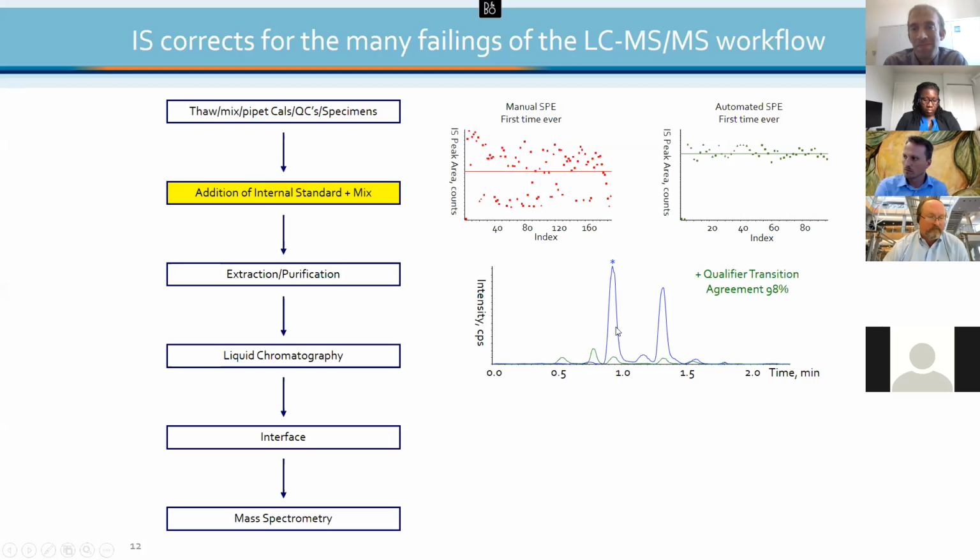And if we look at this peak, the area of these 2 peaks, one divided by the other, that's a qualifying transition. This is a quantifying transition. That area ratio to a neat standard is within 98% agreement. That's pretty good. But if we add the appropriately labeled internal standard, 6 carbon-13s, oxygen-18s, what do you think about this peak now? It clearly is not homovanillic acid.